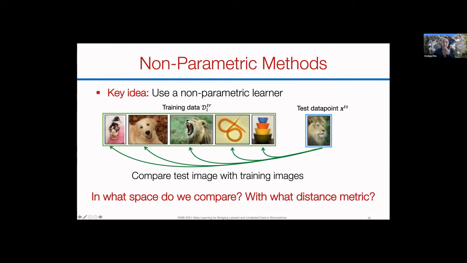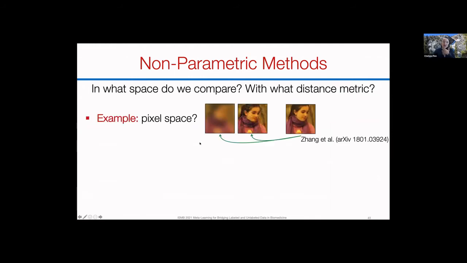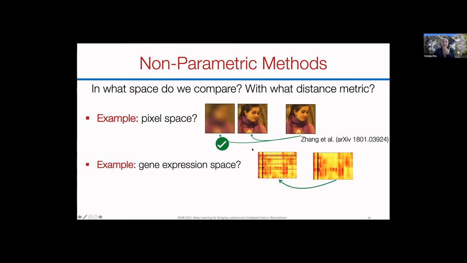And in particular, if we compare images in pixel space, then this won't actually give us what we want. For example, if you compared this image with these two images in pixel space, it would actually tell you that this image is closer than this image. L2 distance in pixel space isn't a very good metric. Likewise, in other spaces, like gene expression space, L1 or L2 distance isn't going to accurately measure the similarity between two images or two inputs.